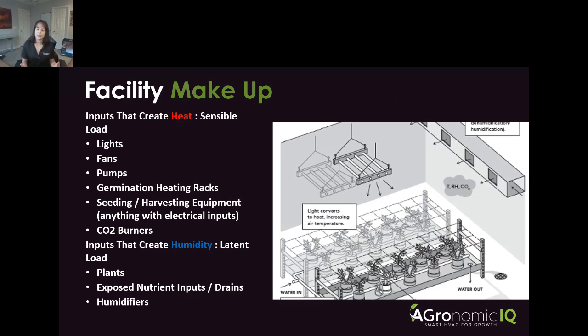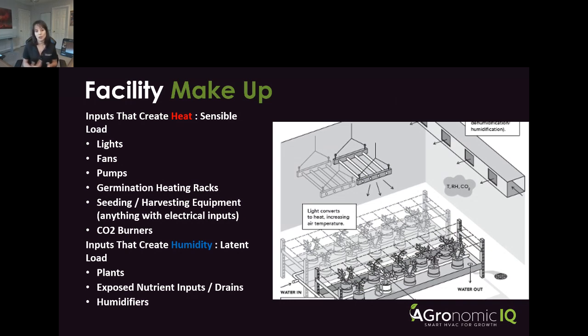So when thinking about a grow room, I break it up into two different sectors. One is what in this space is causing heat, or in HVAC terms, the sensible load. Everybody knows the lights are one of the huge heat inputs, but things like fans, motors, and pumps will also put heat into the space. Another one is germination racks: if you've got heated germination racks, those will put off a lot of heat.